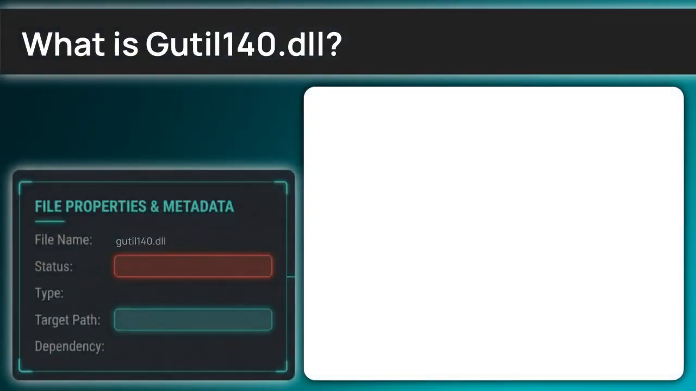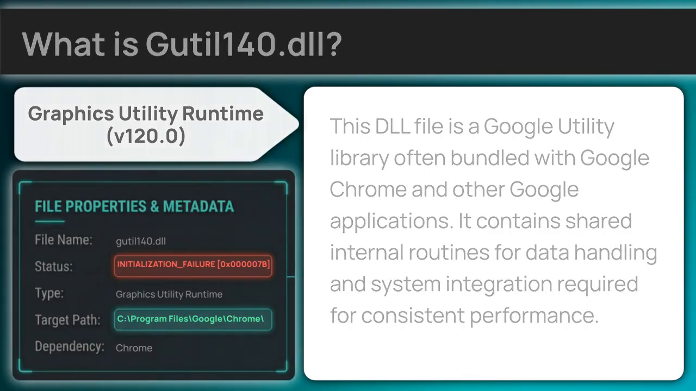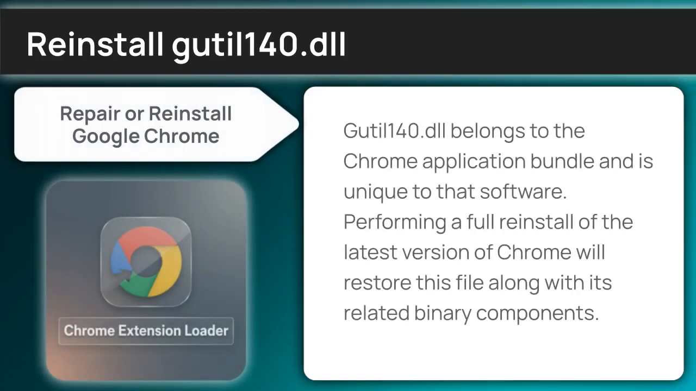This DLL file is a Google utility library often bundled with Google Chrome and other Google applications. It contains shared internal routines for data handling and system integration required for consistent performance. With the why out of the way, let's focus on getting you running again. The gutil140.dll is a key part of the Chrome runtime file set.